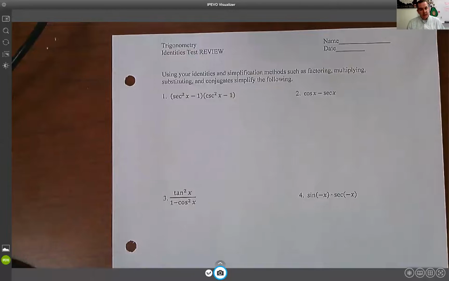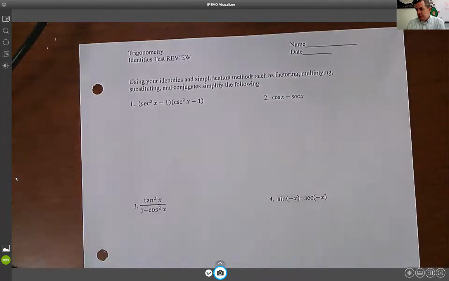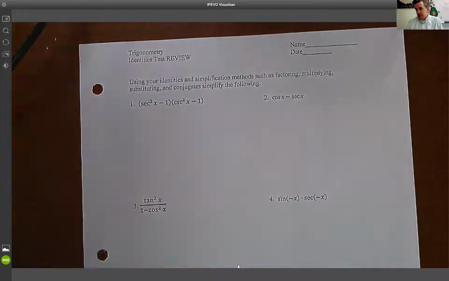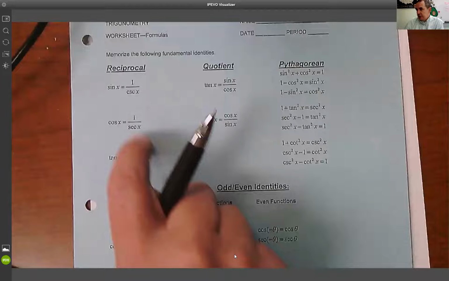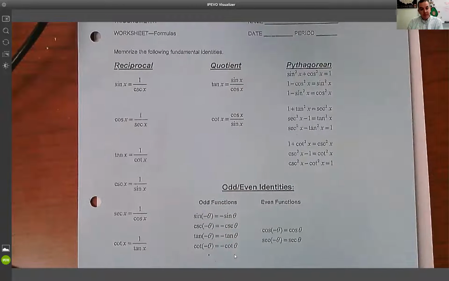Okay, I'm going to do a quick review of the review from yesterday. I'm not going to do all of them, but I'm going to bounce around a few. The first few problems are where you're going to use those identities that I showed you on the blue sheet, these ones right here: reciprocal, quotient, Pythagorean, and odd-even. You're going to try and simplify them down to one term if possible.